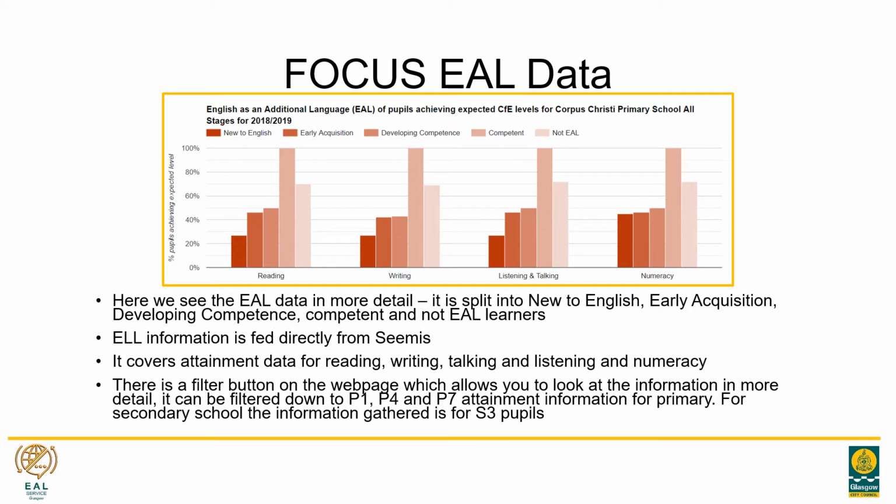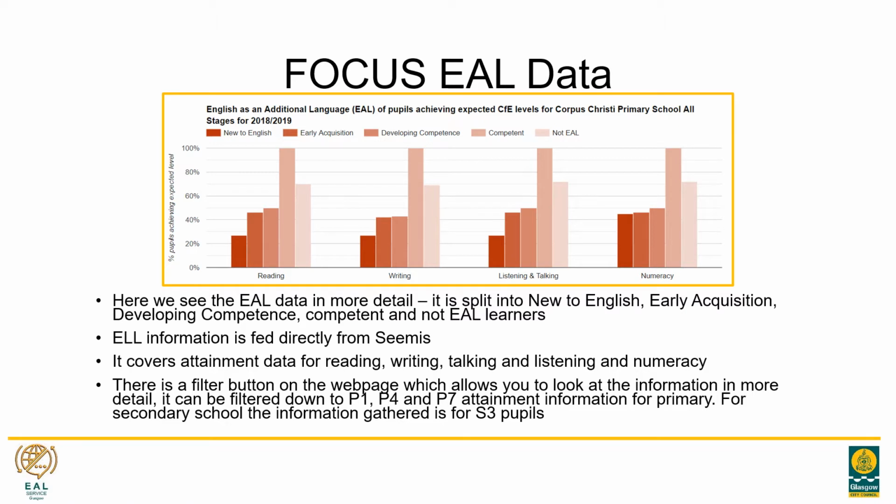When you click on the EAL graph, it will take you to a page that looks like this. You can see that the information in this page is split into the English language levels. It also includes a section for non-EAL learners as well. The language level information is taken directly from CMIS, so it is important that the CMIS information is kept up to date for all pupils to ensure that the information gathered is accurate.